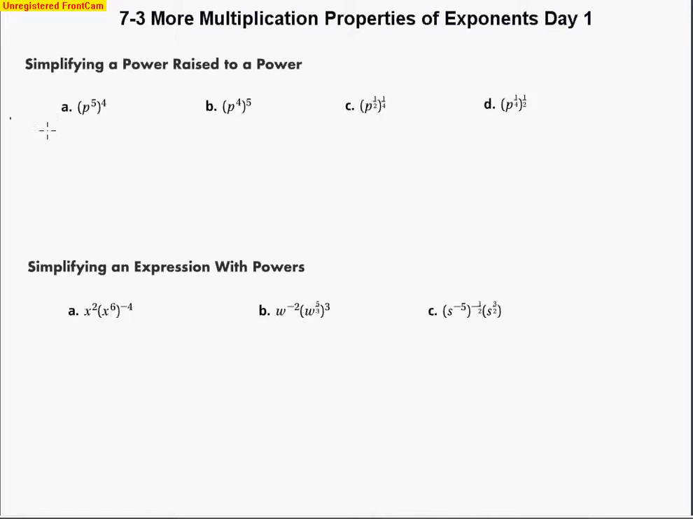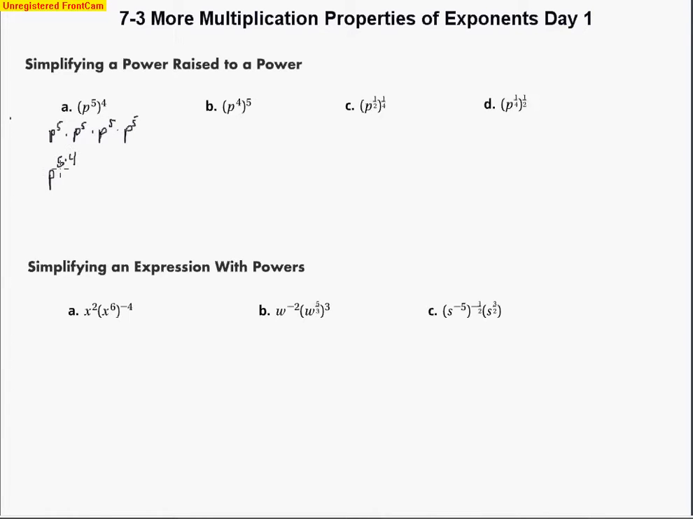This is the same thing as saying p to the 5th times p to the 5th times p to the 5th times p to the 5th power. See, I'm raising this expression to the 4th power. That means I need 4 of those that are inside the parentheses. And so if I use the exponent rule we saw in the last section, we would add up those exponents. You see how 5 plus 5 plus 5 plus 5 would make 20. Well, since we have 4 groups of 5, that's the same thing as saying 5 times 4.